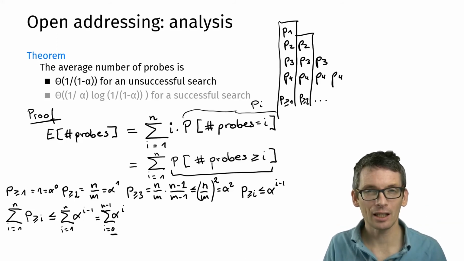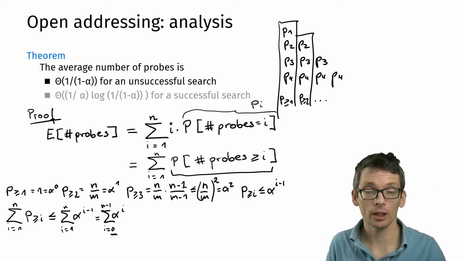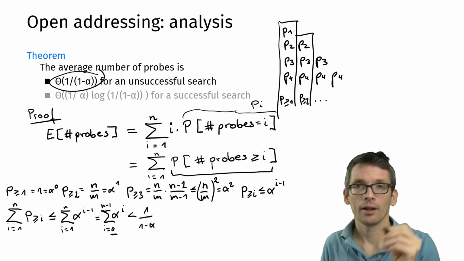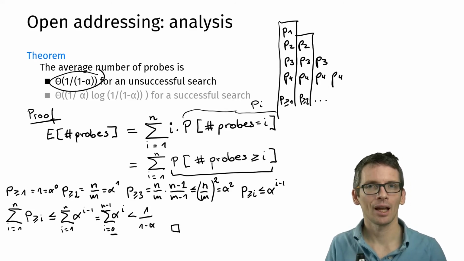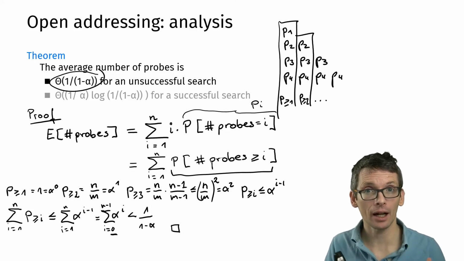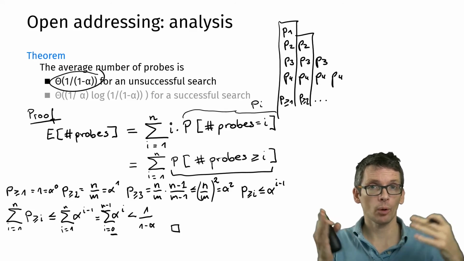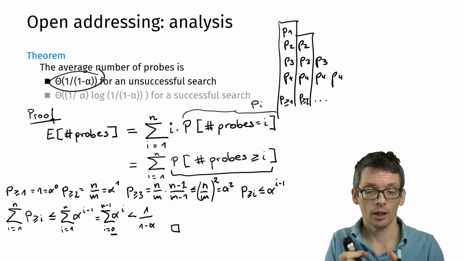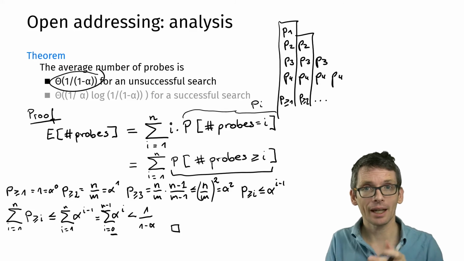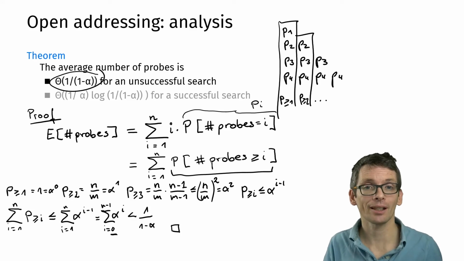So this is a geometric series, and we know that it converges to 1 divided by 1 minus alpha, and we can bound this simply by 1 divided by 1 minus alpha. And that's exactly what we wanted to prove. So now we know that the expected time for an unsuccessful search is of order 1 divided by 1 minus alpha, meaning that if the load factor is, let's say, smaller than 1/2 or smaller than 3/4, this is simply a constant. And likewise, also for a successful search, so I'm not doing the analysis here, but again, as long as your load factor is bounded away from 1, so let's say 1/2, 3/4, you're perfectly fine.